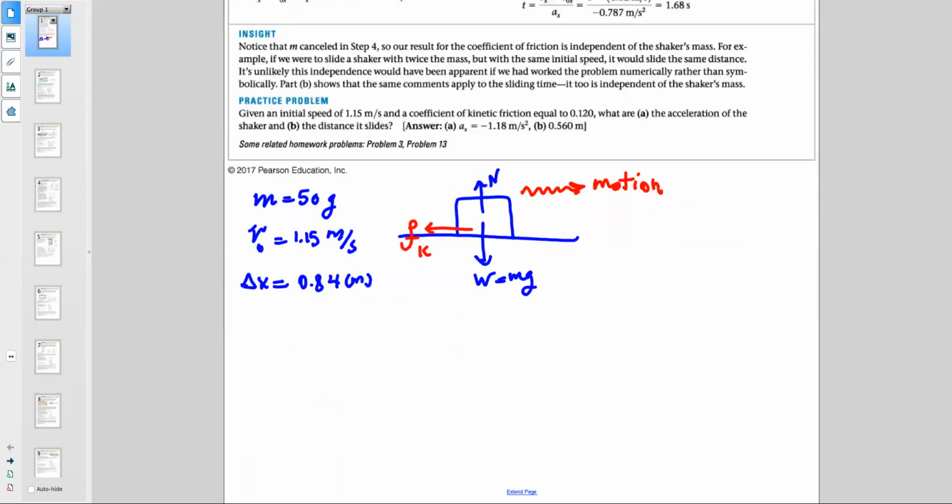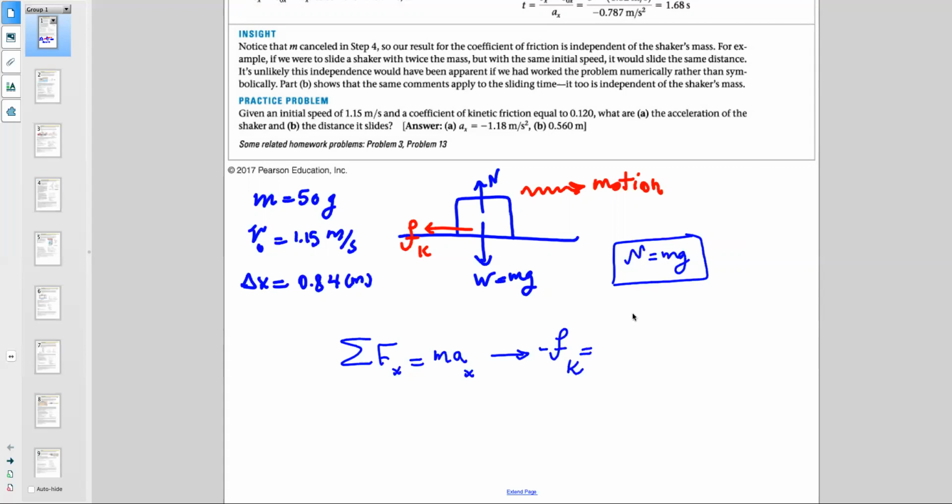We always know that the forces along the y direction should cancel out. So we know that N is always mg. Along the x direction, I will write Newton's second law. Okay, F_x equals ma. The only force acting in the x direction is friction, which is f_k, and it's along the negative direction, so I have to have a negative sign here, equals ma.